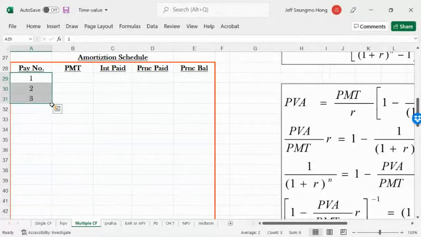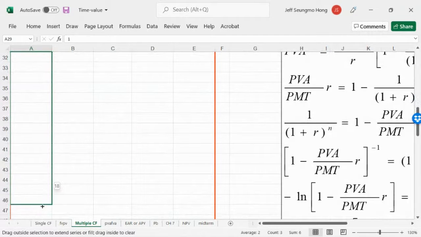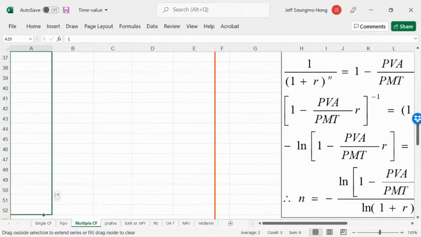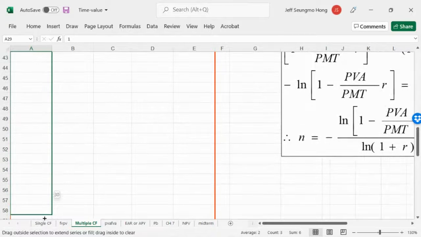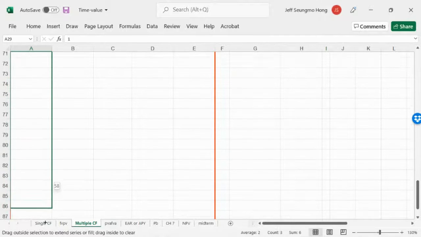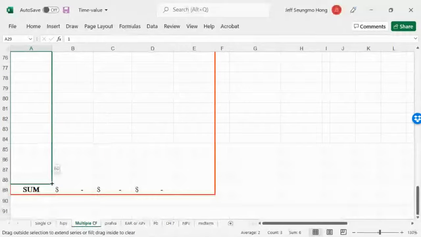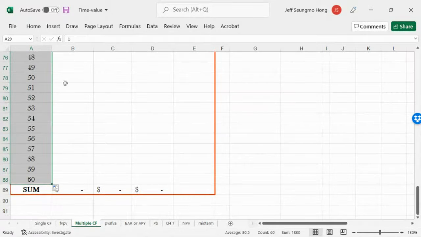So if I highlight these 3 cells and drag it down, you see there's a small box appearing to the right of the column, and the numbers change, and that number is the row number. So if that number reaches 60, that means that's the 60th row. So we stop there. So the number is generated.